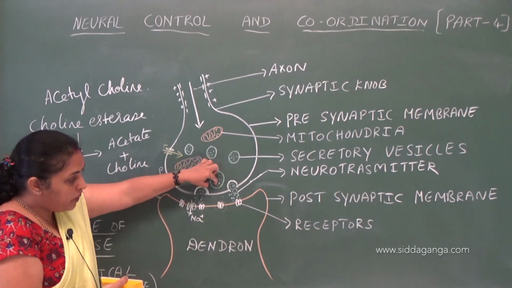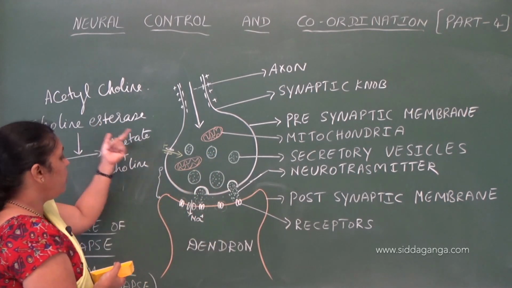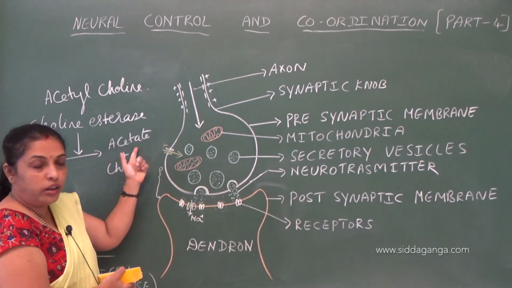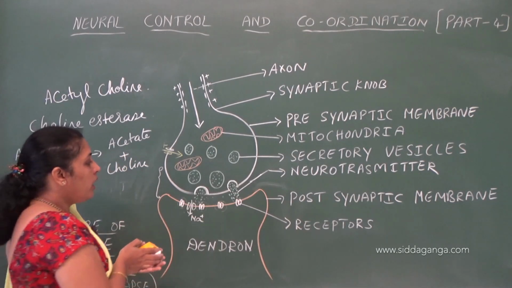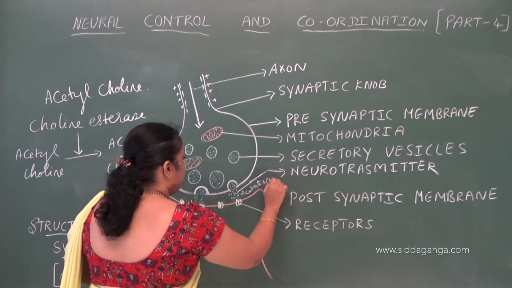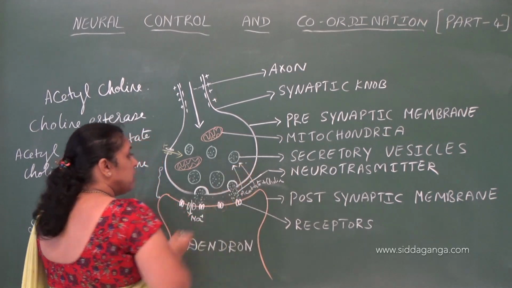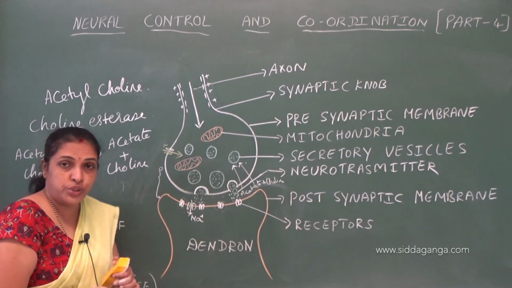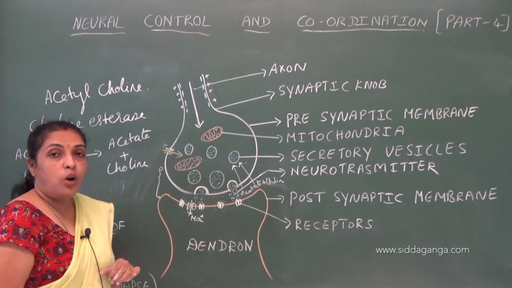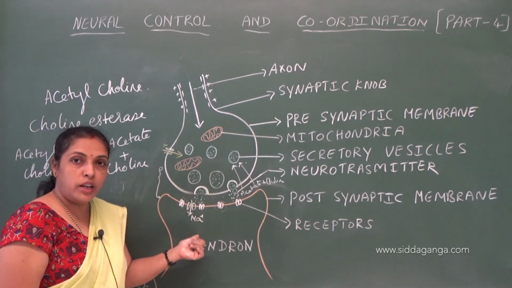Once the impulse is transported from axon to dendron, the enzyme choline esterase will be released that acts on acetylcholine and converts it into acetate and choline. Again that acetate and choline will be reabsorbed into the vesicles, and again they are reused. This is how the function takes place between the axon and dendron.